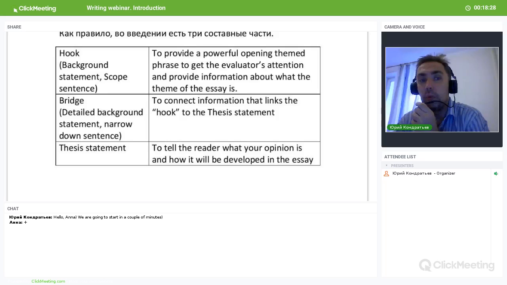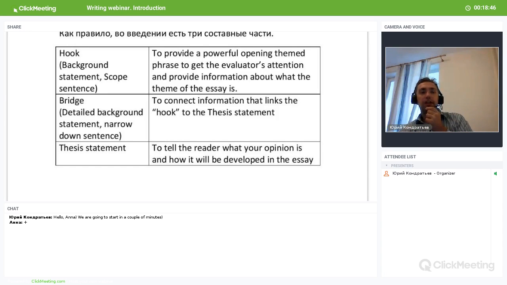So hook, what is it? This is the very first sentence of an IELTS essay, of the introduction, and it is used to provide a powerful opening theme to get the evaluator's attention and provide information about what the theme of the essay is. I will give you an example in a second.